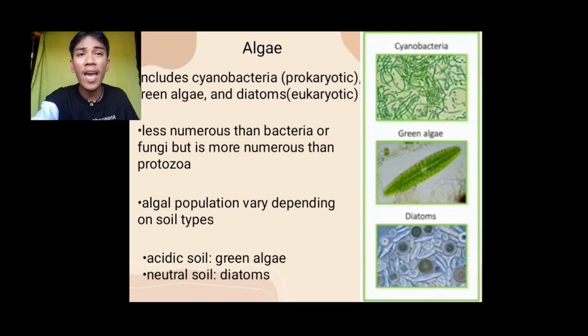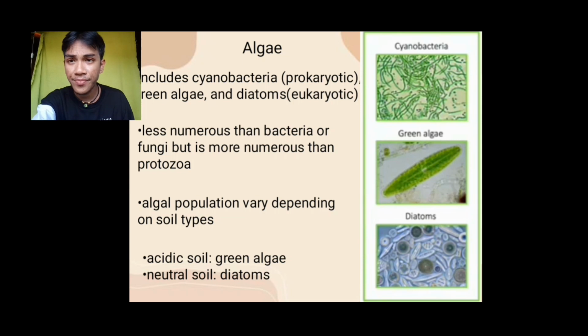It is less numerous than bacteria or fungi, but more numerous than protozoa. So when we say algae, kumbaga hindi siya ganun karami o hindi siya ganun kabilis mag-multiply kagaya nila bacteria at nila fungi. Pero mas marami naman siya kumpara kay protozoa. And algal population varies depending on soil types.